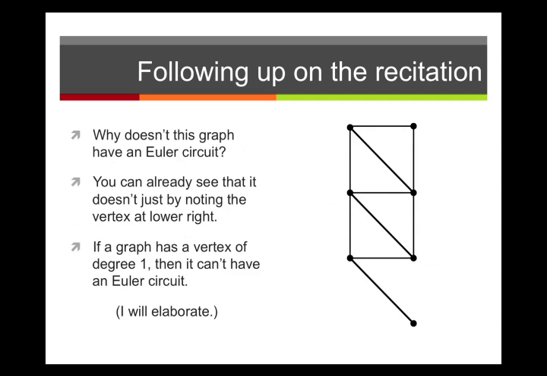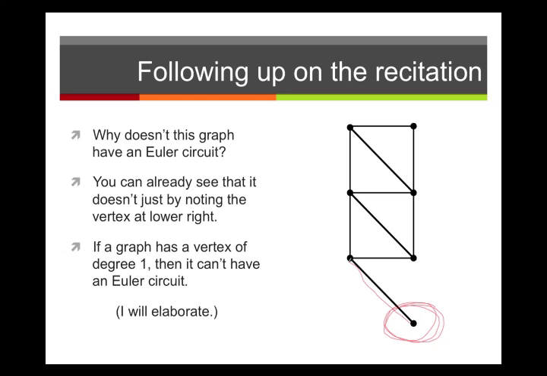And why is that? Okay, let's look at this. Well, I claim that you can see this already just by looking at a single vertex, the vertex which is down at lower right. So what I'm telling you is this is all you need to see in this picture to know that this graph can't have an Euler circuit. Well, why not? Let's suppose that we wanted to find an Euler circuit in this graph. Let's suppose that we tried starting at that vertex at lower right. So here would be the first vertex, and of course then the first edge we would have to use would be this one here.